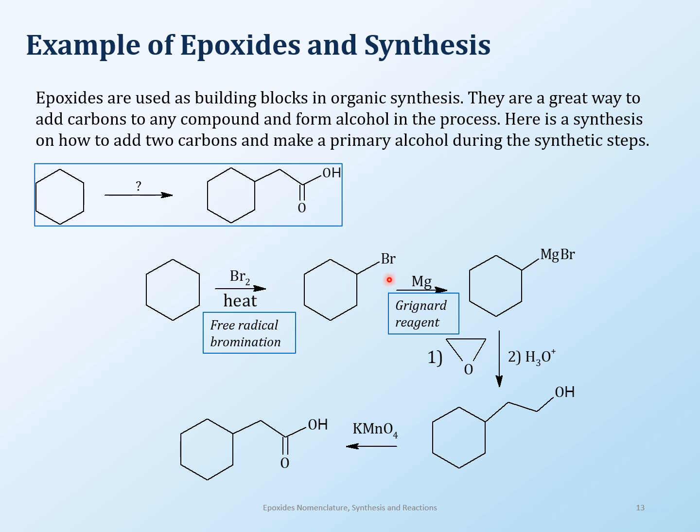At least you get a halide. Once you get a halide, now you can do elimination, substitution, whatever you want to do. So this is how to get started, okay? And once you have the halide on there, now I'm going to go ahead and add magnesium to this because I want to add 2 carbons, right? So my 2 carbons that I'm planning to add are going to actually come from epoxide.